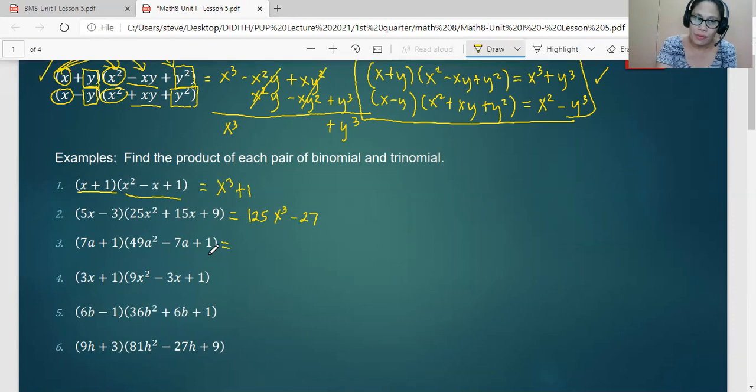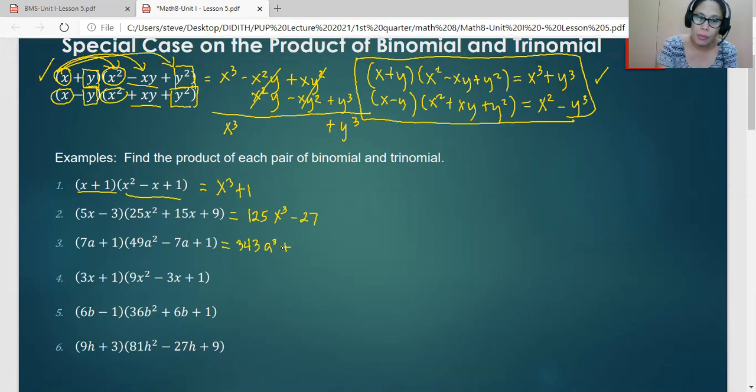So we can apply the formula. So the answer here will just be the cube of 7a, which is 343a cubed, plus the cube of 1, which is 1. There.